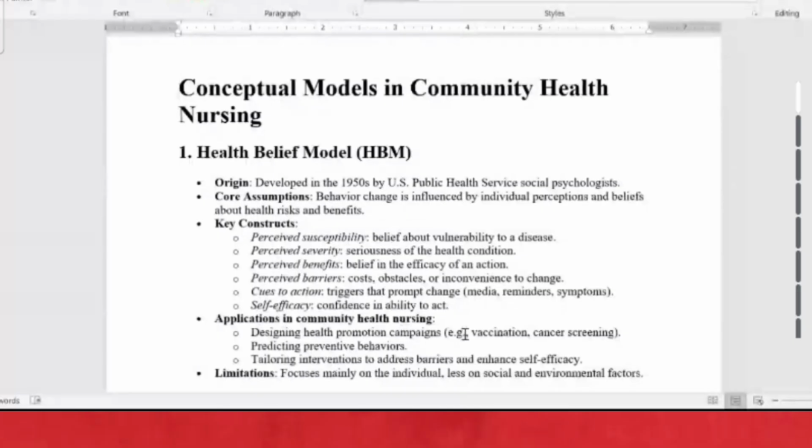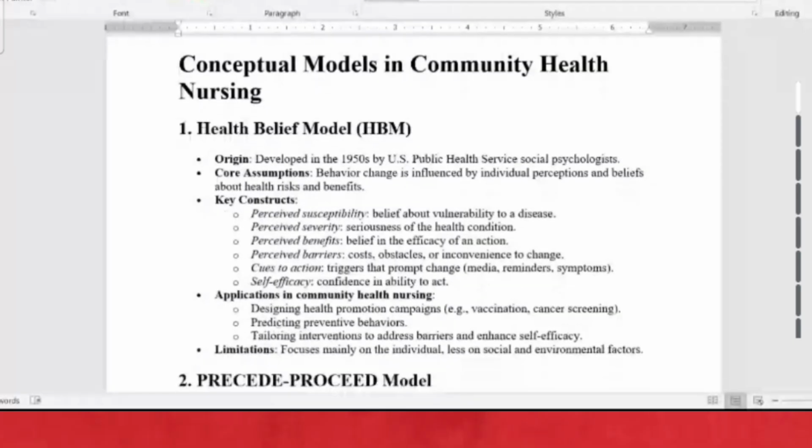Application in nursing: designing health promotion campaigns, e.g. vaccination, cancer screening. Predicting preventive behaviors. Tailoring interventions to address barriers and enhance self-efficacy. Limitation: focuses mainly on the individual, less on the social and environmental factors. Okay, thank you. Just at that particular point.